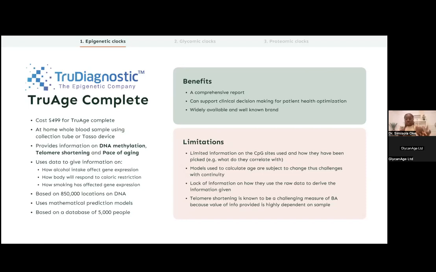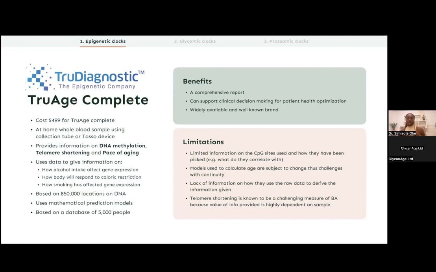But when we look at the research, they do have a research base, and the database is of about 5,000 people that they did testing on and validated these clocks on. And in terms of the benefits that you get with True Diagnostics, having looked at one of the True Diagnostic reports myself, I would say it is a very comprehensive report. There is a lot of information that is included within it.